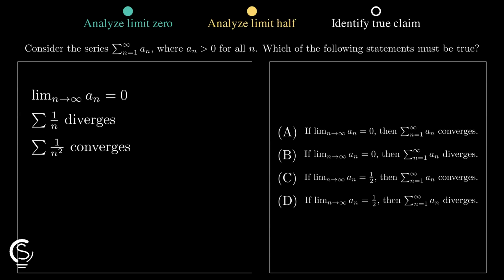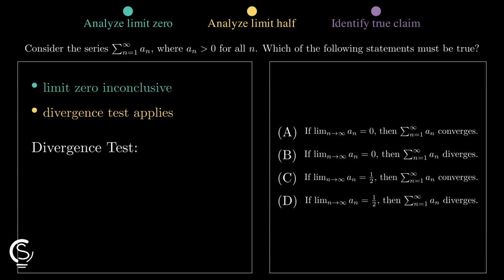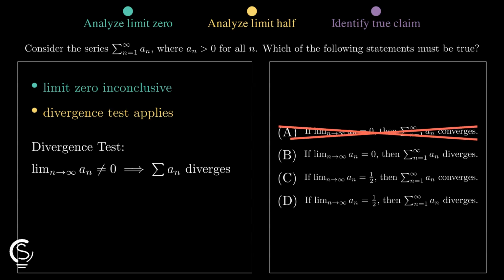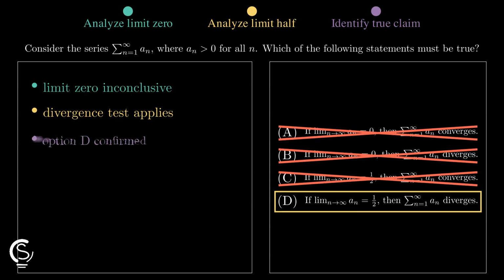If the limit is 1/2, the terms do not approach 0. By the divergence test, if the limit is not 0, the series must diverge. This makes option D correct. Since the limit is not 0, the series fails the nth term test for convergence. Therefore, the series must diverge, confirming option D as the only logically sound final choice.